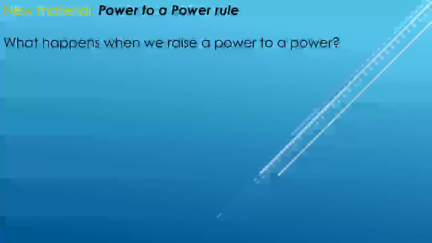So now let's look at the new material, power to a power rule. This is new. Didn't see this yesterday yet. Yesterday we looked at the product rule and the division or quotient rule, and then we worked with negative exponents and 0 exponents. Here we go. What happens when we raise a power to a power? Meaning if we have an exponent raised to its exponent. Here's what that looks like: 2 to the 4th power to the 3rd power.